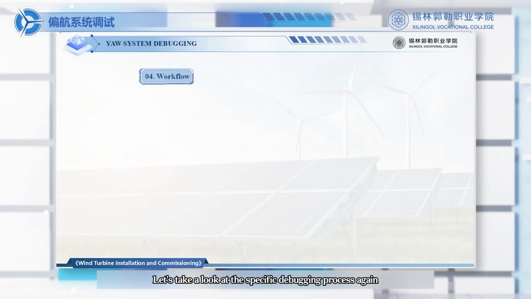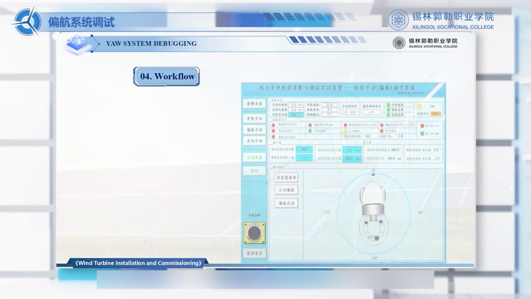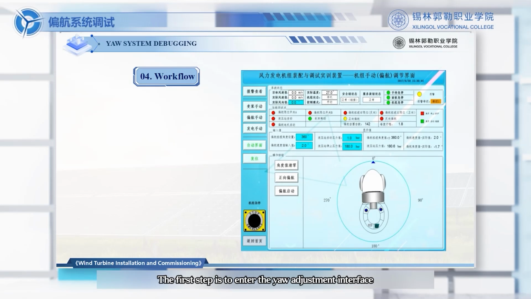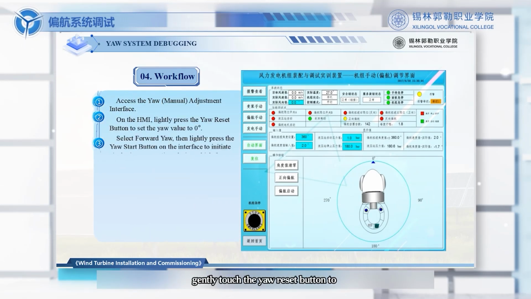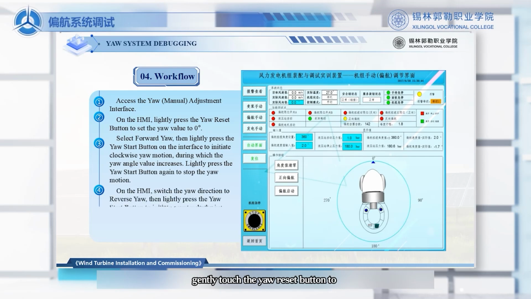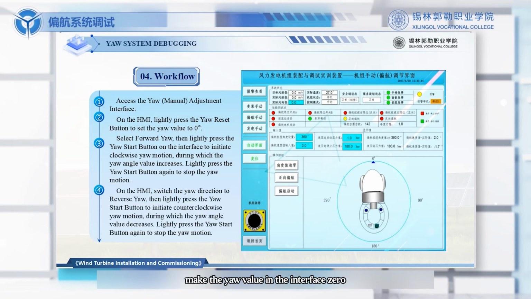Let's take a look at the specific debugging process. The first step is to enter the yaw adjustment interface. Second, in the human-machine interface, gently touch the yaw reset button to make the yaw value in the interface 0. The third step is to select forward yaw. Touching the yaw start button on the interface will make the unit yaw clockwise, and the yaw angle value will increase. Gently touch the button again, and the unit will stop yawing.